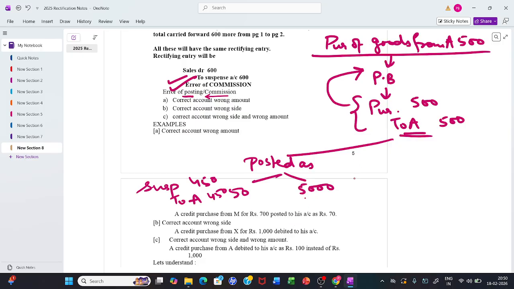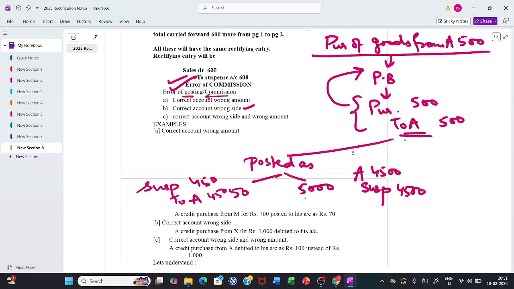But if I have shown more, do the reverse. A debit, suspense credit 4500. Debit A in that case instead of credit. Reverse from what is correct. So this is the error of correct account, wrong amount. Now we move to the next one.